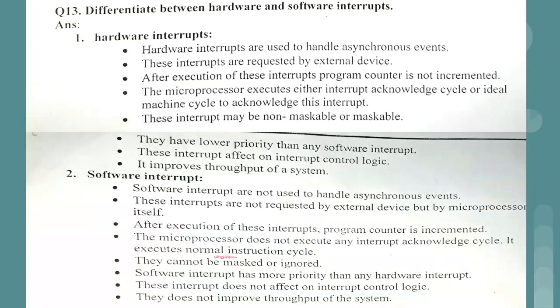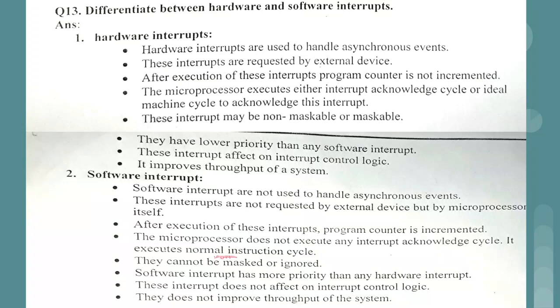The first difference is that hardware interrupts are used to handle asynchronous events, and software interrupts are not used to handle asynchronous events. Actually, if you want, you can write all these points in a tabular format in place of points. So the first difference is, a hardware interrupt can handle an asynchronous event, but a software interrupt cannot. The second difference is that hardware interrupts are requested by an external device, that is peripheral devices and so on, and a software interrupt is not requested by an external device but is created by the microprocessor itself.